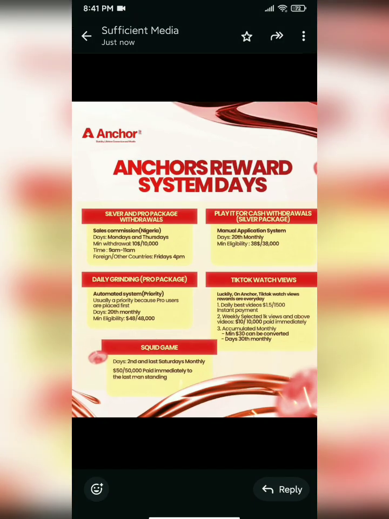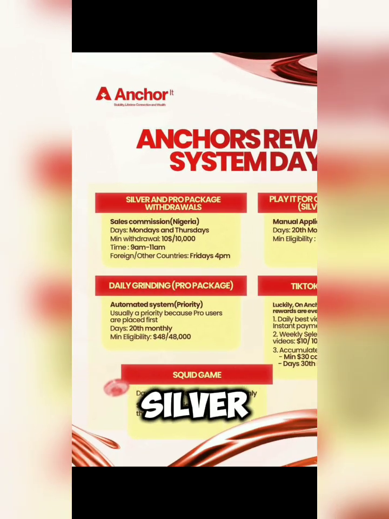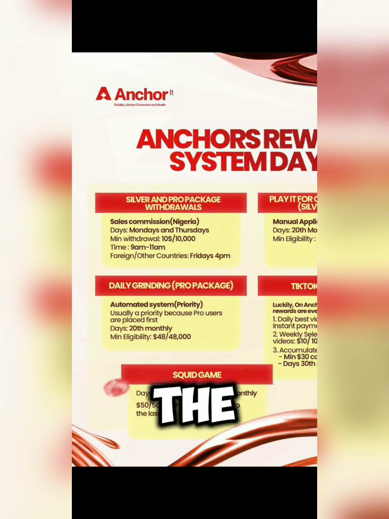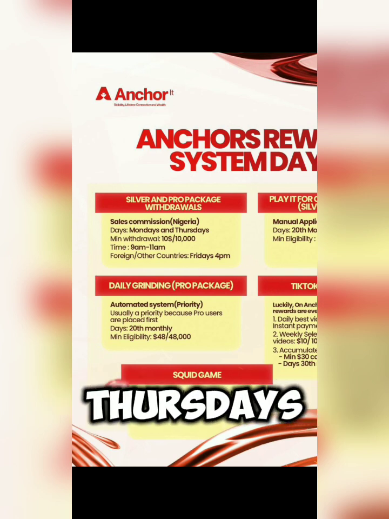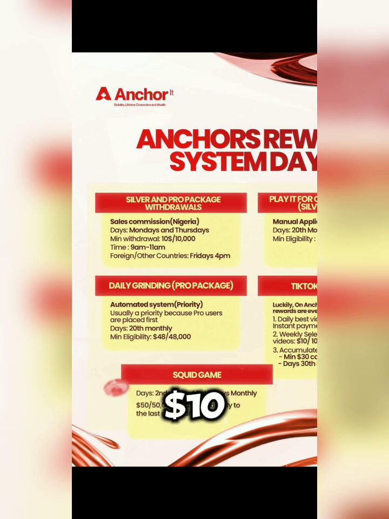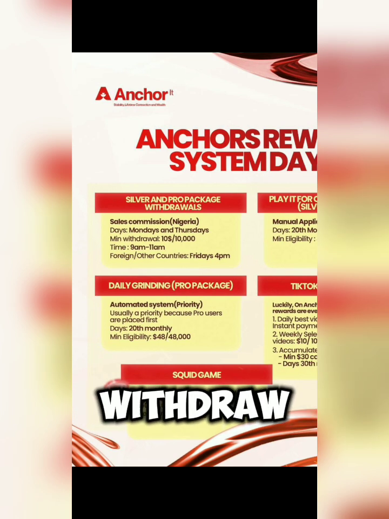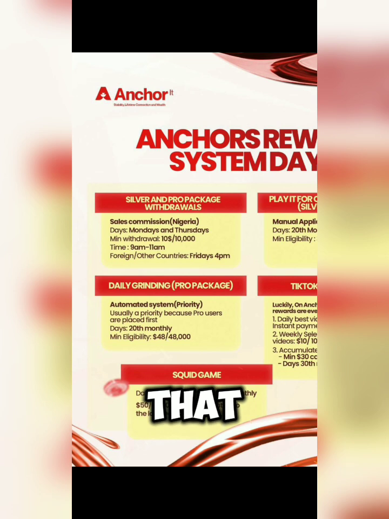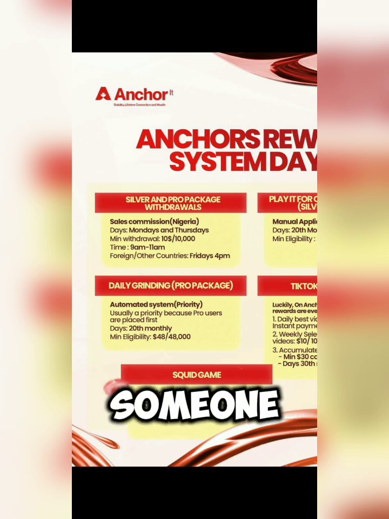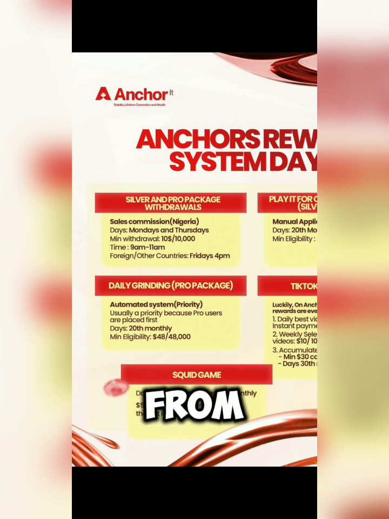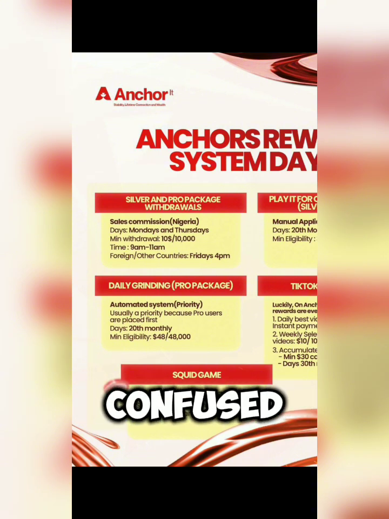Okay, now you can see for the silver and pro package it says sales commission Nigeria days Mondays and Thursdays. That means that for the sales commission for the silver and pro package, you can only withdraw them on Mondays and Thursdays, and the minimum withdrawal is $10, and the time that you can withdraw is 9 a.m. to 11 a.m. That is if you have referred someone and you earned a commission from the person you referred. Okay, don't get confused, please.